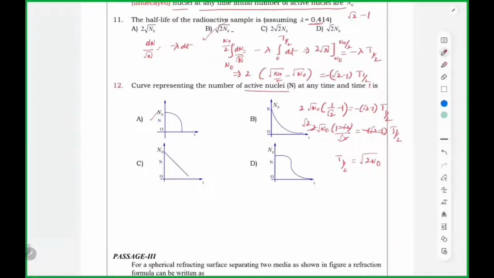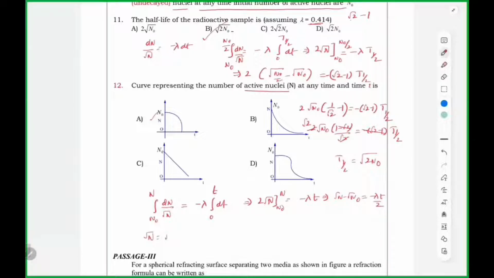Active nuclei at any time. Integral dN by root N, from initially N0 to N at any time. We don't know how many nuclei. Lambda dt, from time 0, which is 2 root N between N naught and N, which is minus lambda t. From here, root N minus root N naught is minus lambda t by 2.